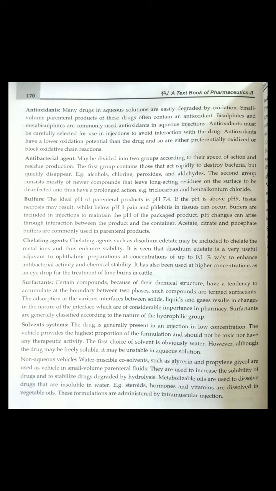Then the buffers. What do buffers do? They maintain the pH of our preparation. Ideal pH of parenteral preparation is 7.4. If the pH exceeds 9, then tissue necrosis may happen. And below pH 3, pain, phlebitis, and tissue irritation can occur. Then the examples are acetate, citrate, and phosphate buffers. Then chelating agent. The most commonly used chelating agent is disodium edetate.